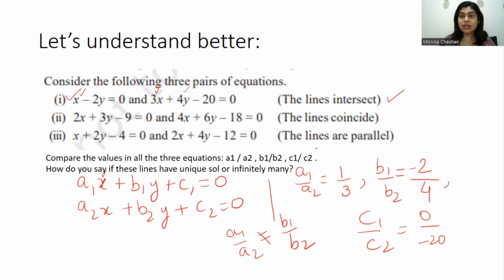So there is a rule. When A1 upon A2, the coefficients of x, is not equal to B1 upon B2, the coefficients of y, that means the lines intersect. So that is one case. Similarly, you can compare the second and third also by comparing the coefficients, and you will understand what it means. I'll show you in the next slide. Then it is more clear to you.